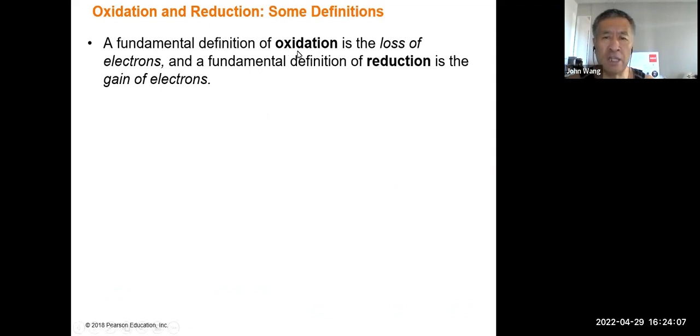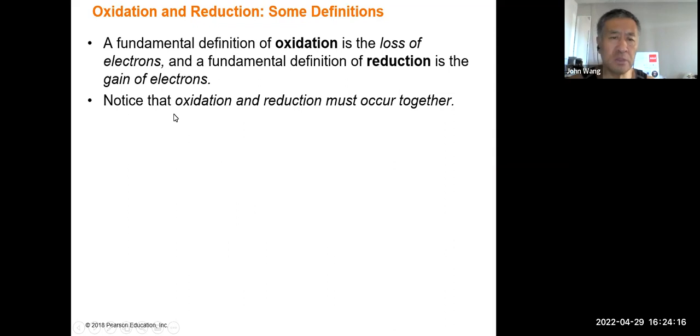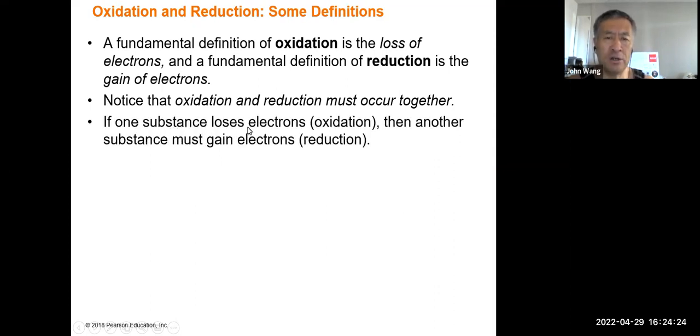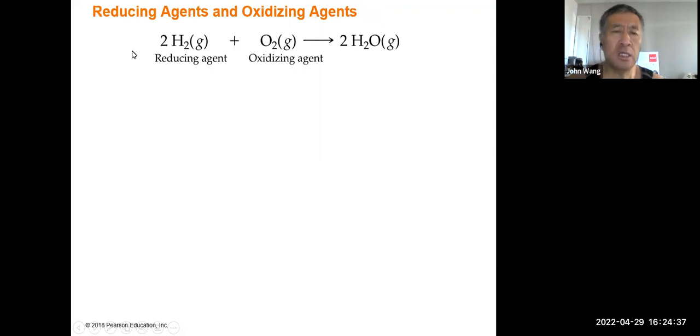A fundamental definition of oxidation is the loss of electrons, and a fundamental definition of reduction is the gain of electrons. Notice that oxidation and reduction must occur together. If one substance loses electrons, being oxidized, then another substance must gain electrons, being reduced. There are also two concepts, the reducing agent and the oxidizing agent. Here is the reaction between H2, hydrogen gas, and oxygen gas to produce water. In this process, because hydrogen is oxidized, we say hydrogen is the reducing agent. And oxygen is reduced, so we say oxygen is the oxidizing agent.